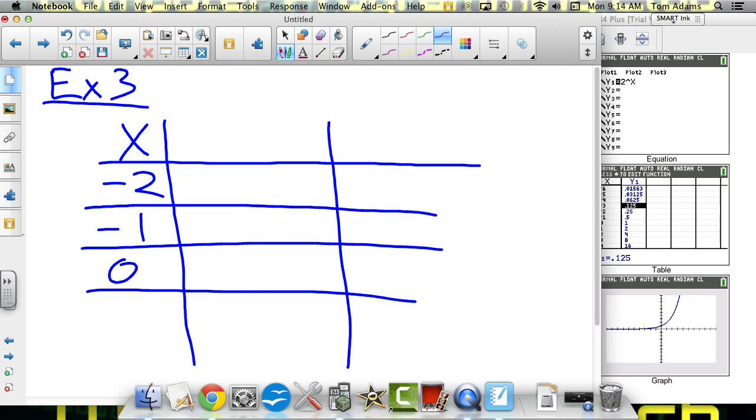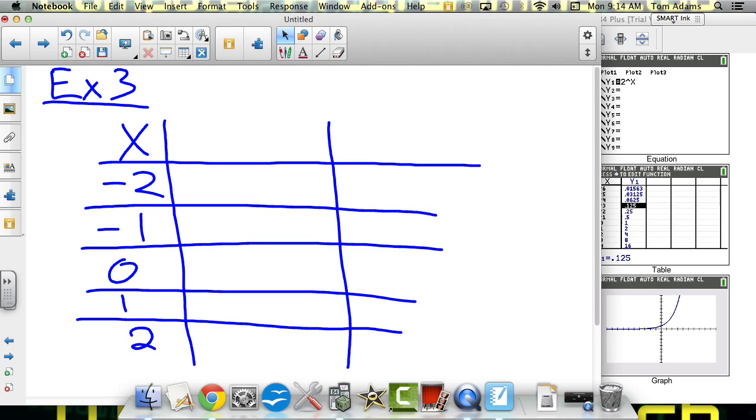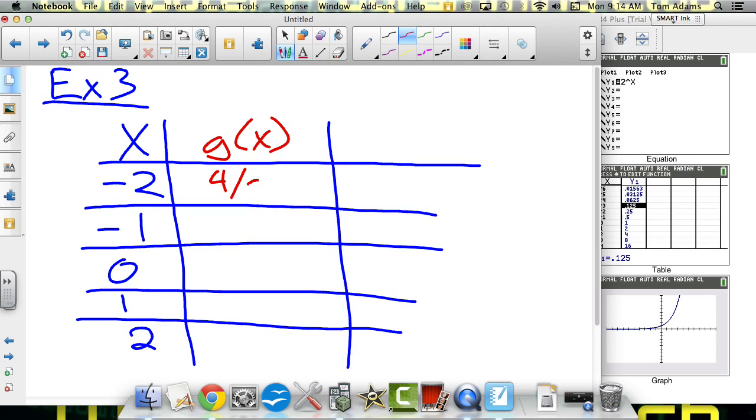0, 1, and 2. So the first function they give us is g of x, and they tell us that it's 4/9, and then it's 4/3, and then the next value is 4, and then 12, and then 36.